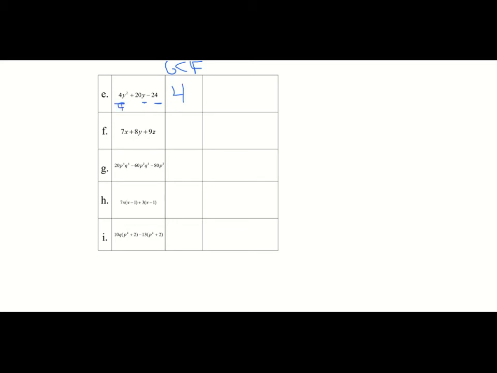I can't take a variable out. And that's okay. Sometimes you just have a number. Sometimes you just have a variable. Sometimes your greatest common factor is 1 and you can't do anything. But when I do pull out my 4, that is going to leave me with y squared plus 20 divided by 4 will give me 5y. And 24 divided by 4 will give me 6, so minus 6.